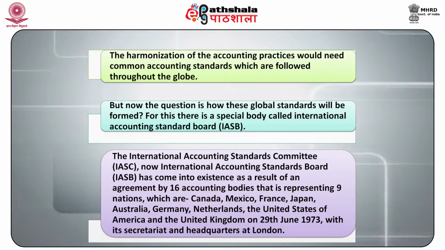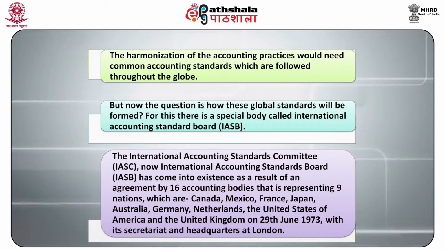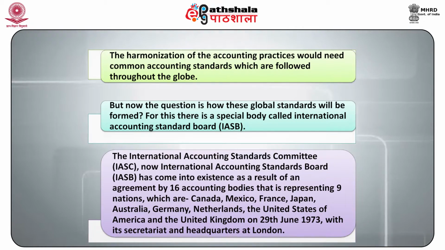The International Accounting Standards Committee, now the International Accounting Standards Board, came into existence as a result of an agreement by 16 accounting bodies representing 9 nations, which are Canada, Mexico, France, Japan, Australia, Germany, Netherlands, the United States of America, and the United Kingdom, on 29 June 1973, with its secretariat and headquarters at London. Currently, IASC has 153 accounting bodies representing 112 countries. It has issued 41 standards so far in order to harmonize the varied accounting standards and policies in use in different countries. Barring Canada, Japan and the US, all countries have accepted these standards.